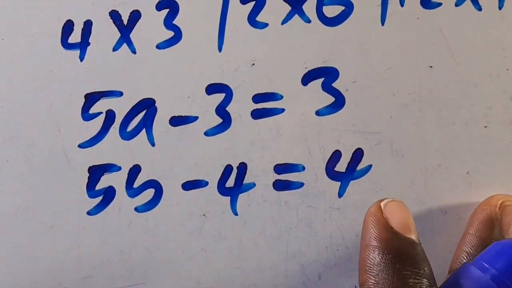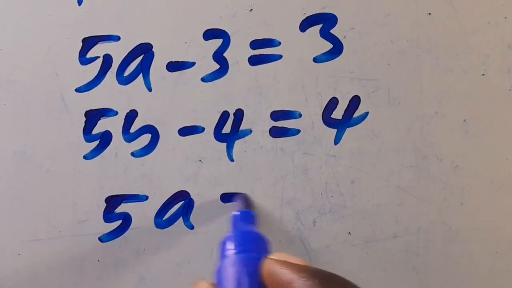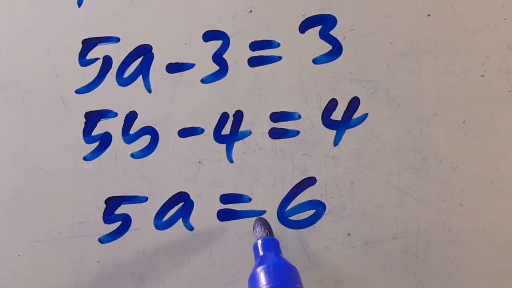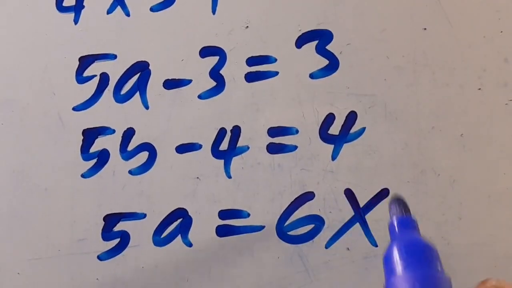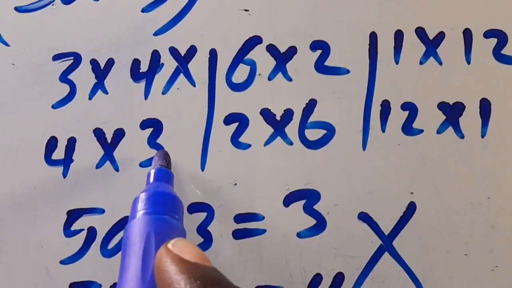So we don't want a fraction. From here, taking this one to the other side, we have 5a equals 6. So this one will give us a fraction solution. So we don't want this. So we cancel this one. So we cancel this. Let's go along with this one.